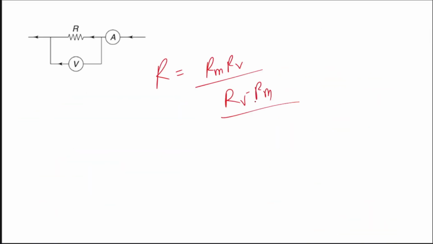So this question is basically based on the concept of voltmeter and ammeter. Measured value means we are going with the assumption, and true value means we will consider that small amount of current passing through the voltmeter.